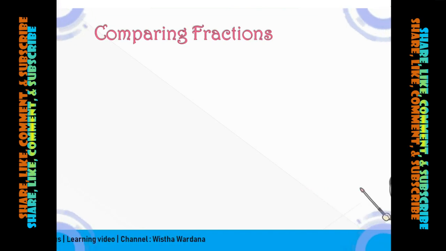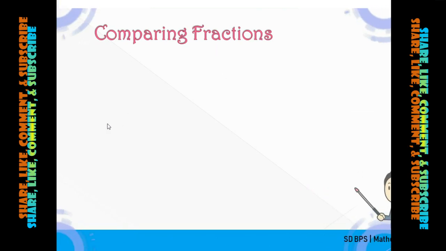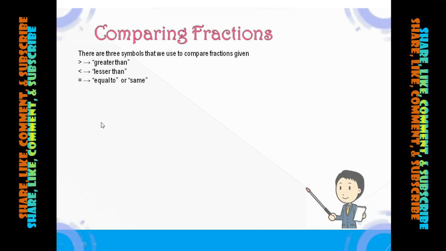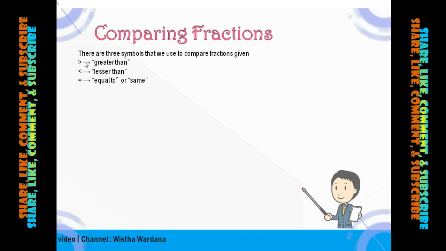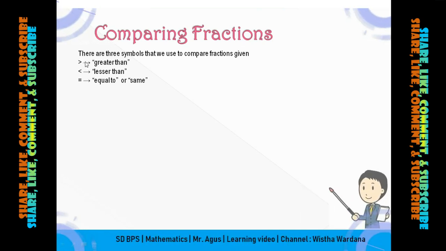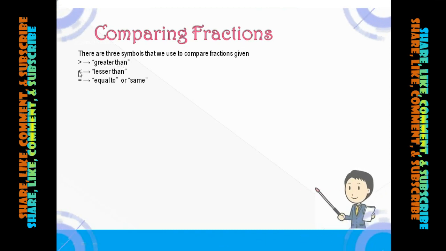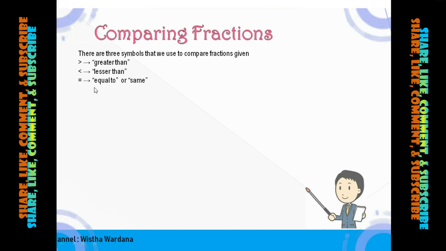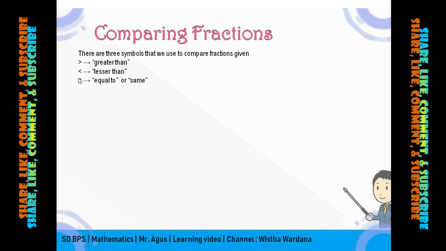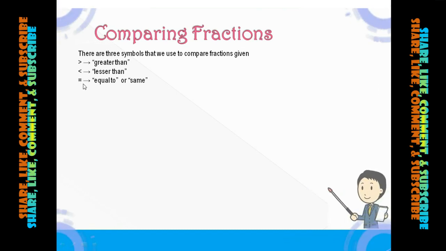Comparing fraction. There are three symbols that we use to compare fraction given. The first is like this. We call greater than. The second one, like this, we can say lesser than. And the last is this one. The third symbol is very familiar for you. We can say equal to or same.